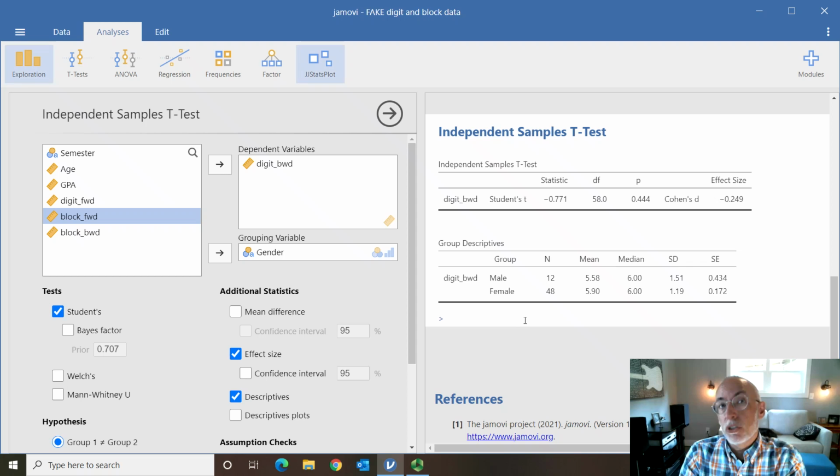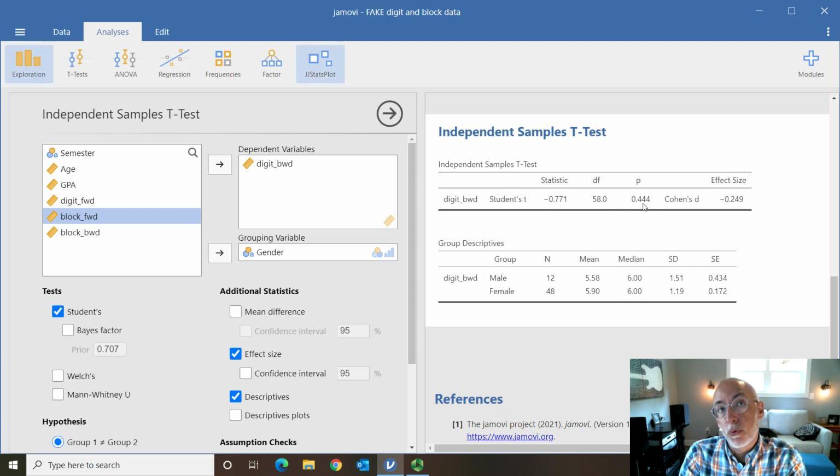And the output again looks very similar to the other t-tests. You can see the descriptives at the bottom. There were 12 males averaging 5.58 and 48 females averaging 5.9. You can see the difference here. T can be positive or negative, whether we're talking higher or lower. The statistic is 0.0771. But since it's such a large sample, well, actually it's not significant.